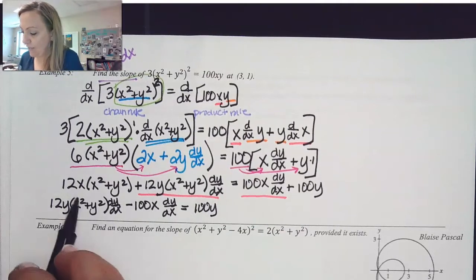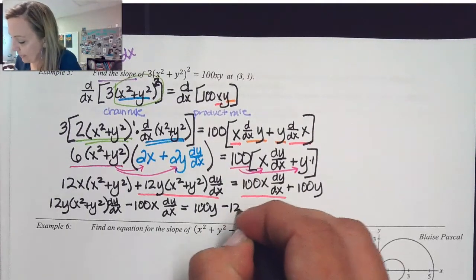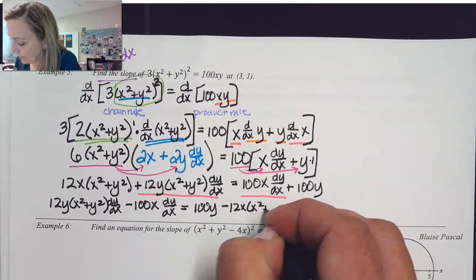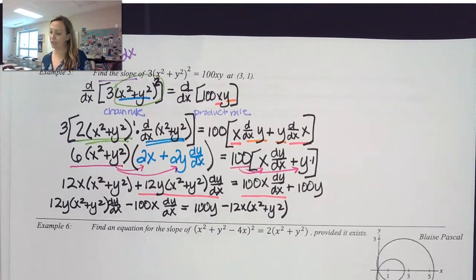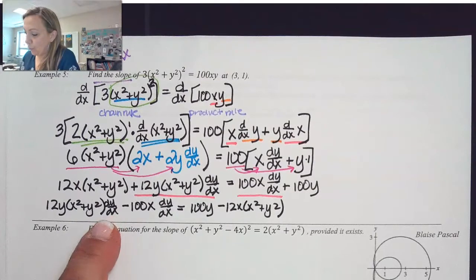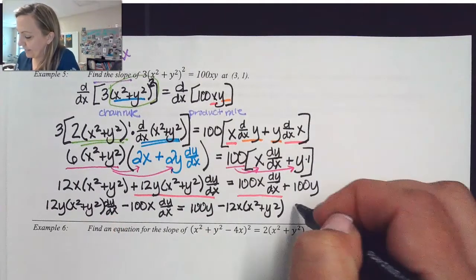Now I need to move this term that didn't have a dy/dx term over. So 100y minus 12x times the quantity x squared plus y squared. Okay. Then essentially I need to pull a dy/dx out of there.